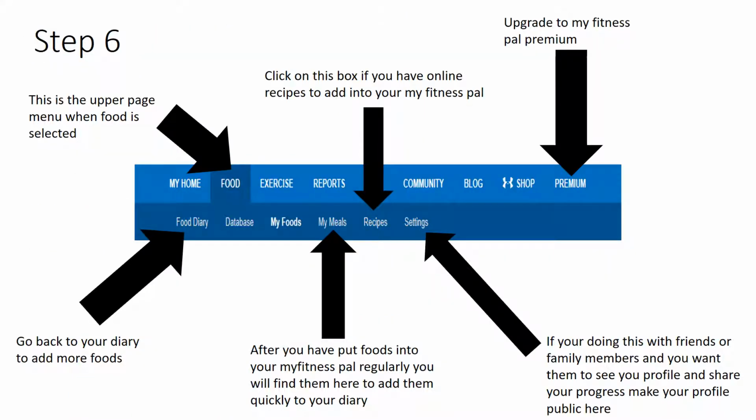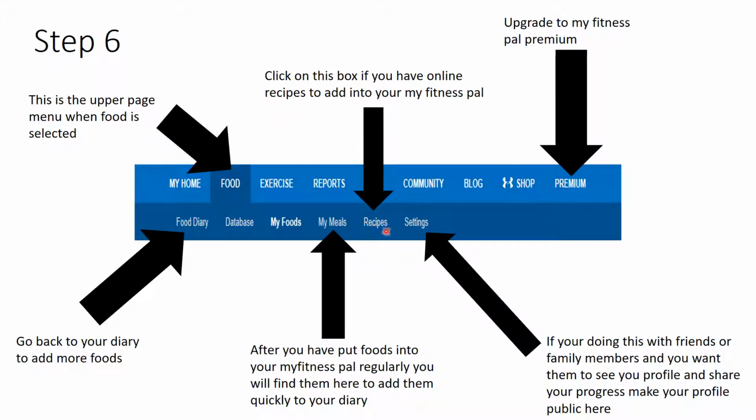So step 6. So this one we've clicked on food, just to show you a bit of the difference. We've clicked on food. Of course, you have another different drop-down menu as well. So food diary, as well as if you just want to go back to your food diary to add another food. Now click on this box here, recipes.